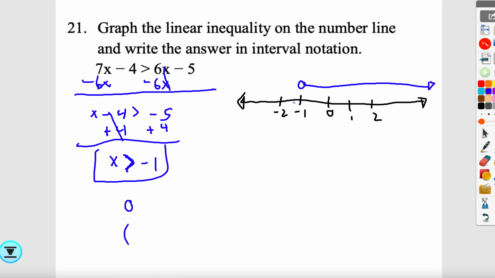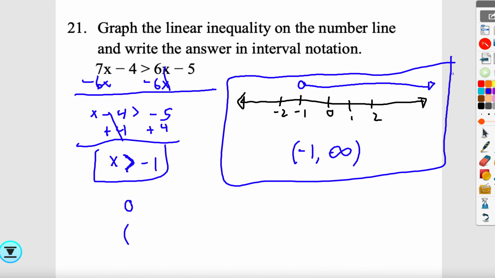So that's the graph. Now the answer in interval notation will be parentheses because it's open. Negative 1 to positive infinity. And we are done. This is the answer for number 21. Let's go ahead and move on.